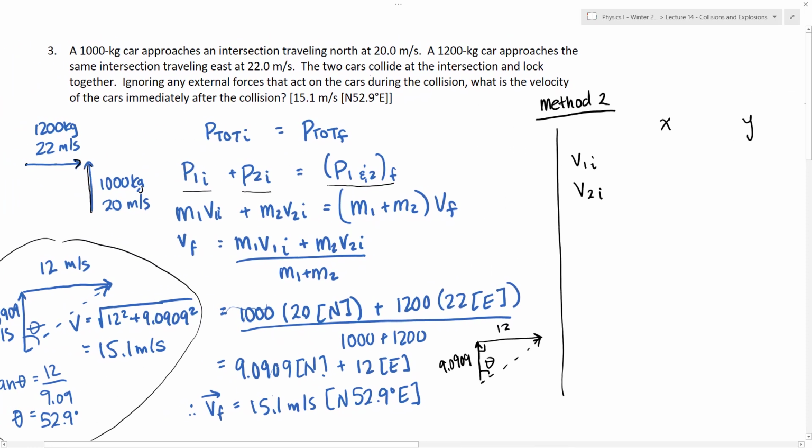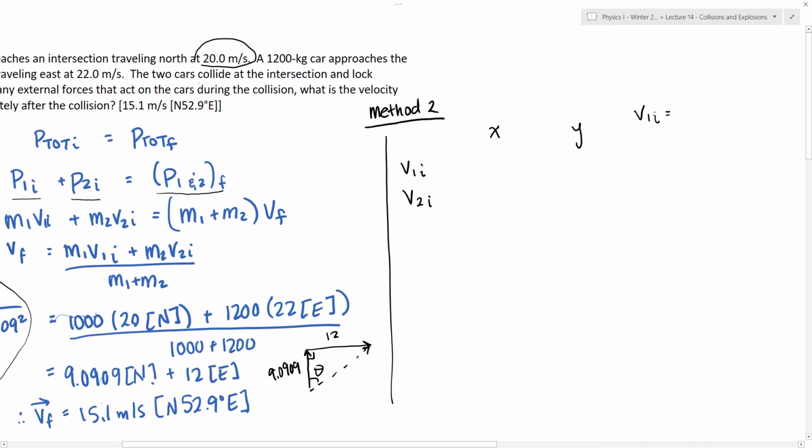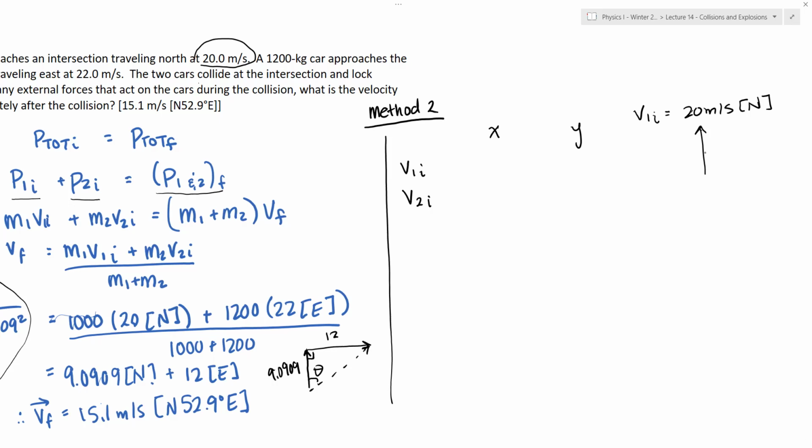Velocity of the first car initial. We said in the question it was the 1,000 kilogram car that approaches an intersection traveling north at 20 meters per second. That's the one that I referred to as my first car, so the velocity of the first car is 20 meters per second north. If I were to draw what that looks like, it would just be a vector pointing in the north direction. If I want to find the x and y components of that vector, what would they be? Since the vector is pointing just north, the x component is 0 and the y component is 20.